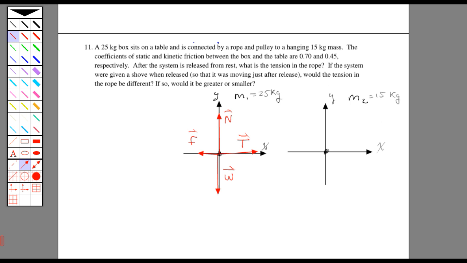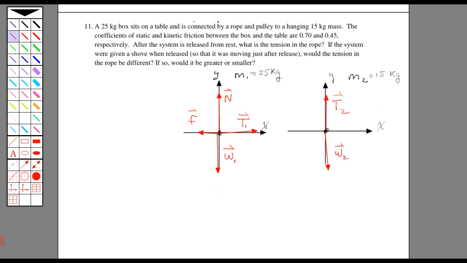Alright, now let's look at mass 2. There's only two forces, the first being the weight, and the other being the tension in the wire. Now, this tension, although it's in a different direction, its magnitude is the same as the tension in the other free body diagram. So I'll call this one T1 and this one T2, but they have the same magnitude. And here we have weight, I'll call that weight 2, and the other weight, weight 1.